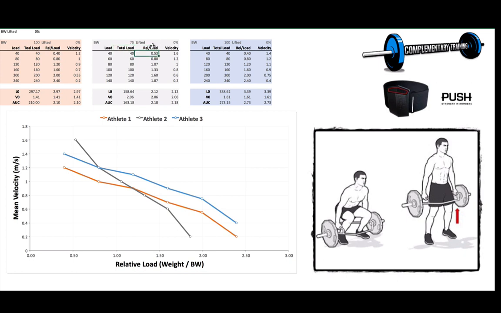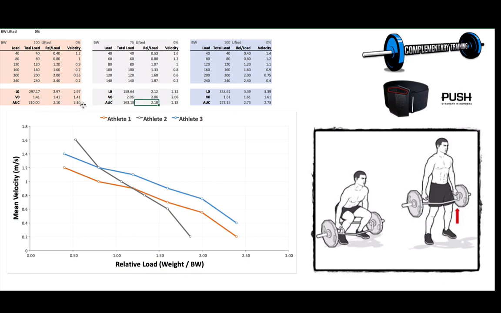So in this case, I use relative load, which is the total load. In this case, it's similar. It's same as external load, divided by body weight, and that's this chart we created over here. In this case, we calculate L0, which is same thing as L0 divided by body weight, and V0 is again same. What we get is this more relative area under curve, and we can use that to compare the individuals.